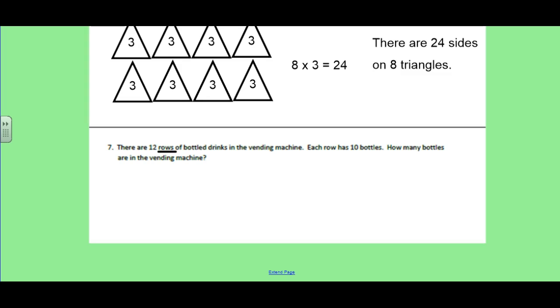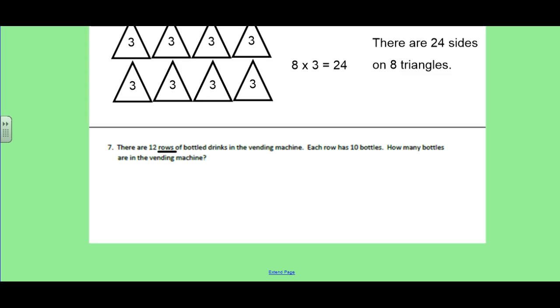So we know we're going to be working with 12 rows, and we know that there's going to be 10 in each row. So this is a pretty big array to draw, but that's okay. Just draw your dots. You got 12 rows with 10 in each row. And after you have that drawn, you're going to write the equation that goes with your array, and then you're going to write the sentence that answers the question of how many bottles are in the vending machine.